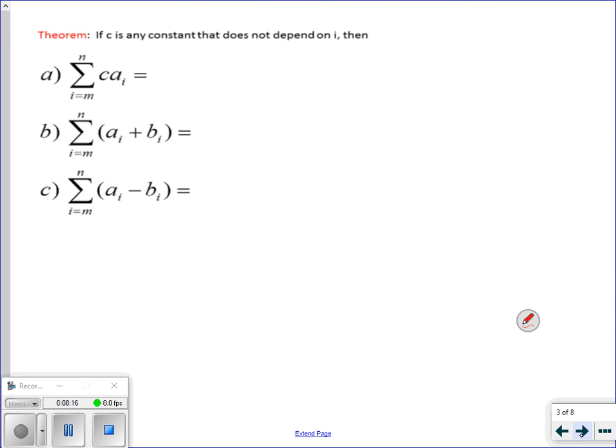And you're going to notice that a lot of the same properties that work with limits also work with summations. So here's a little theorem here. If c is just a constant that does not depend on i, so if it's just a number, like c could be 2, 3, 4, 5, then the following properties are true.